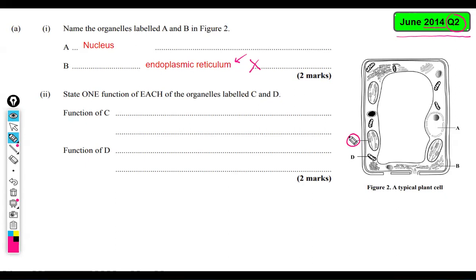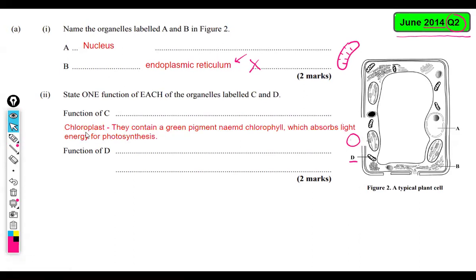That's not the mitochondria. D is your mitochondria. You just can't miss it. The mitochondria just look like this, and just have little dashes inside of it. You can't miss him. Right. C is your chloroplast, right? So what is the function of part C?